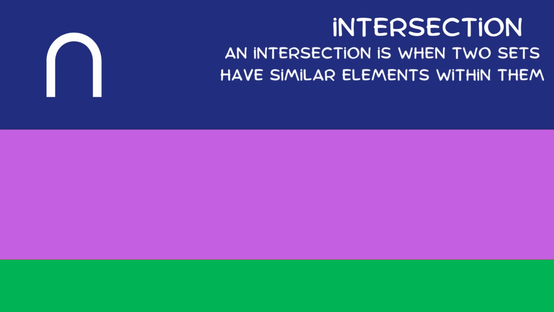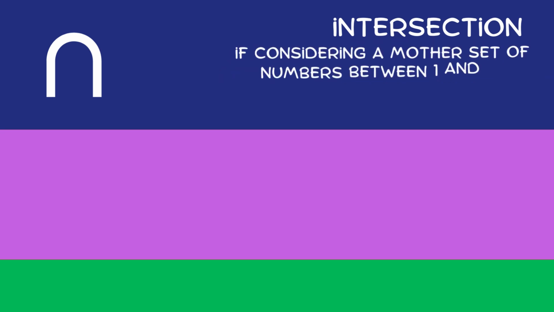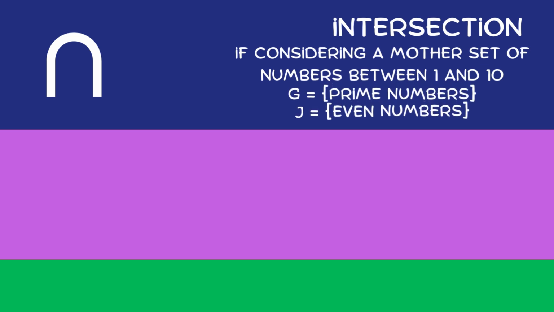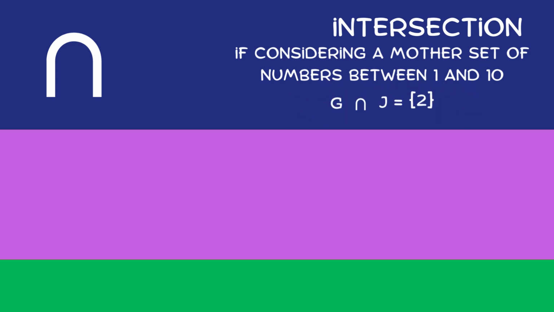Next is an intersection of 2 sets. Normally, when considering 2 sets, there can usually be similar elements which are found in both sets. For example, if considering a mother set of numbers between 1 and 10, and if set G is prime numbers and set J is even numbers, the elements intersecting these 2 sets will be 2.